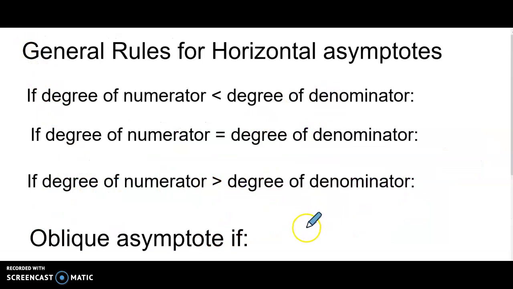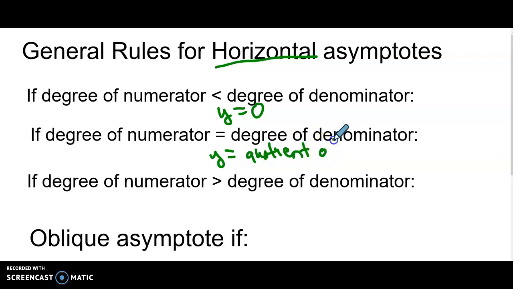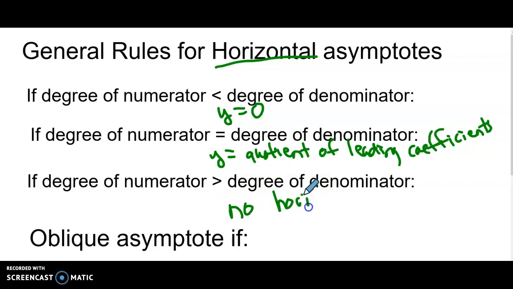I have that here for you. If the degree of the numerator is less than the degree of the denominator, y equals 0 is your horizontal asymptote. If the degrees are the same, y equals the quotient of the leading coefficients. All right, so it was 6 divided by 3, or y equals 2. If the degree of the numerator is bigger than the degree of the denominator, no horizontal asymptote.